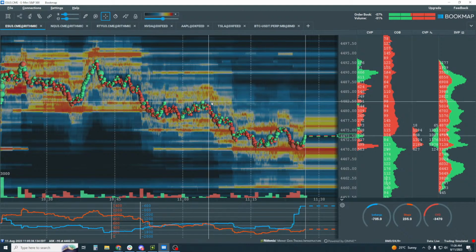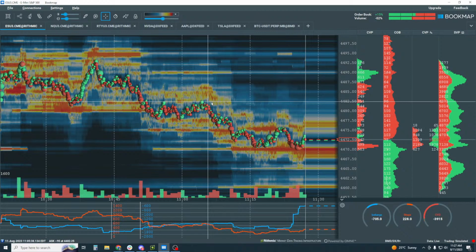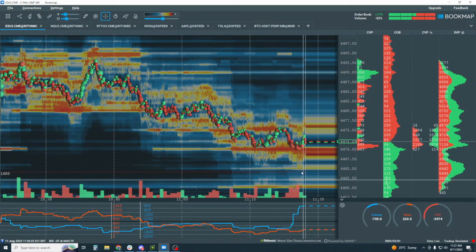Is there other orders that are not seen in Bookmap? Yeah, the MBO data and the icebergs. Yeah, so that's an add-on like right now, okay, into 70.